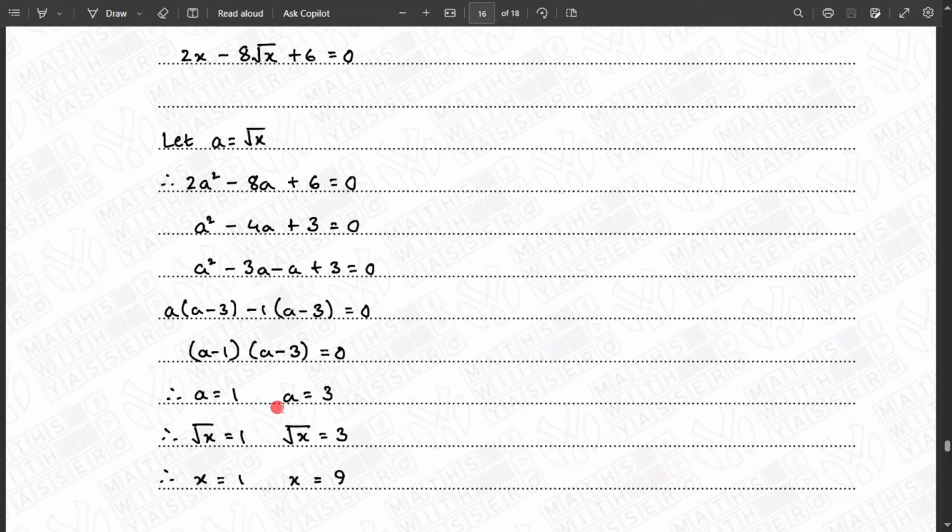So a is 1 and a is positive 3. Or we can say that root x is equal to 1 and root x equals to 3. So in order to find x, we can simply square both sides. That will give us x is equal to 1 and x is equal to 9. So these were the required values of x that we needed to find.